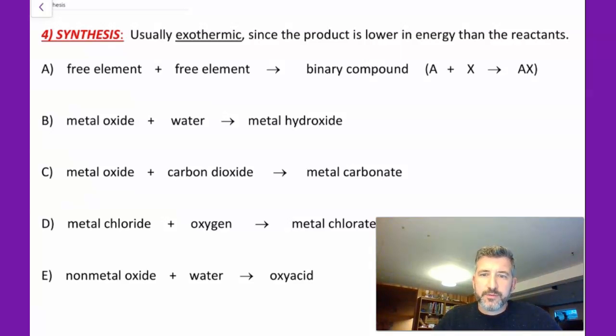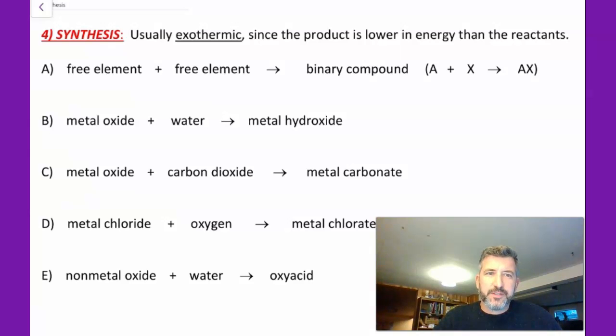So first of all, synthesis reactions are usually exothermic. They usually give off energy because you're going down in energy. You start with high energy elements or just unstable compounds, and you end up with stable, low energy compounds or a single compound.